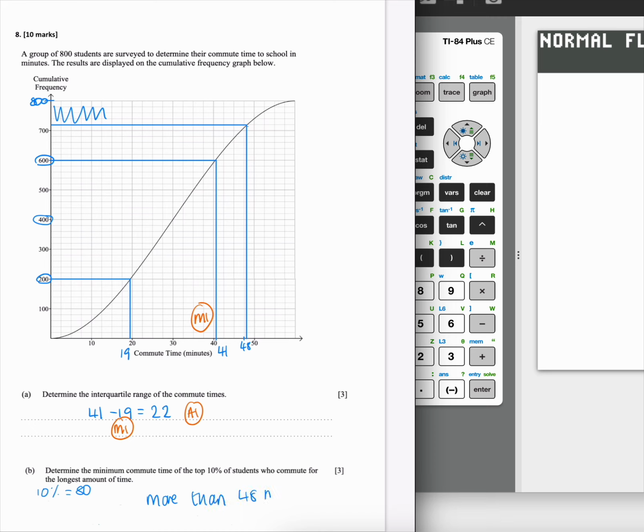And we're not too bothered about the more or equal to, more or not equal to. It's a cumulative frequency. It's all estimated to some extent. So it's just more than 48 minutes or 48 minutes or more. And again, that's 3 marks. One of them is for correctly using the graph. One is going to be for indicating somewhere that you knew that 10% was 80 students. And that could just be from reading it off here. And then one is for the answer.